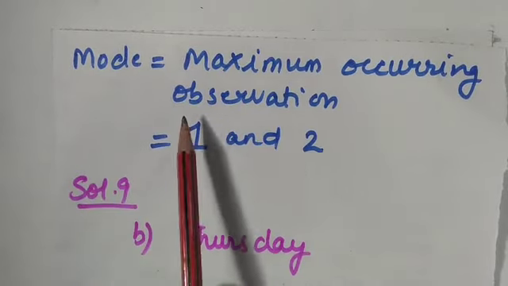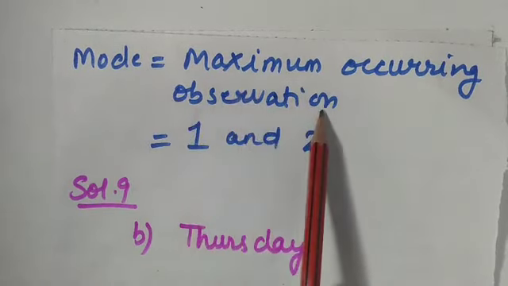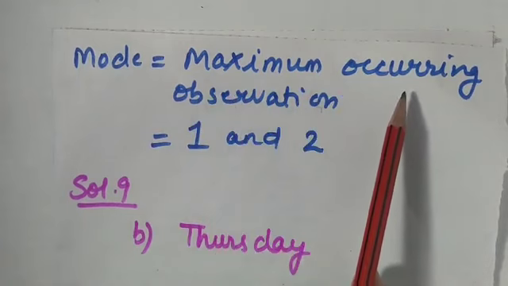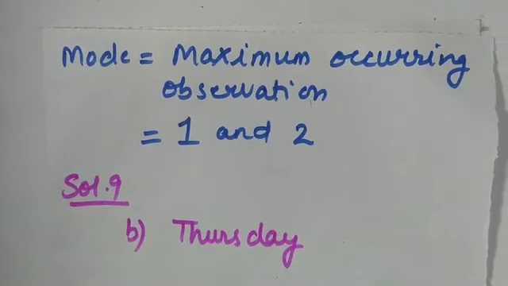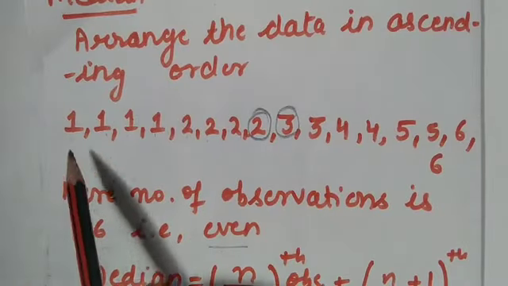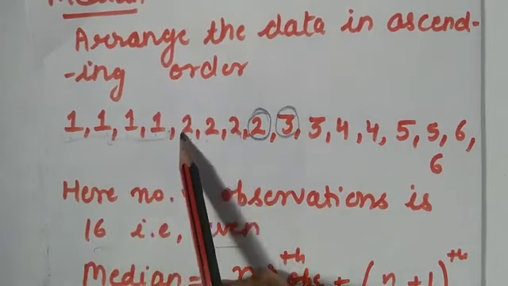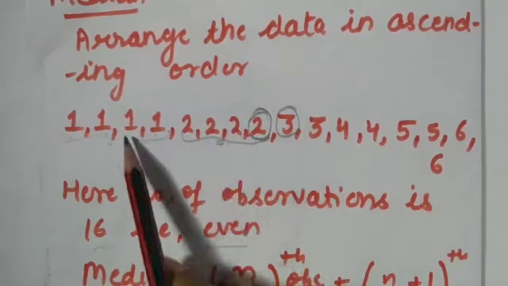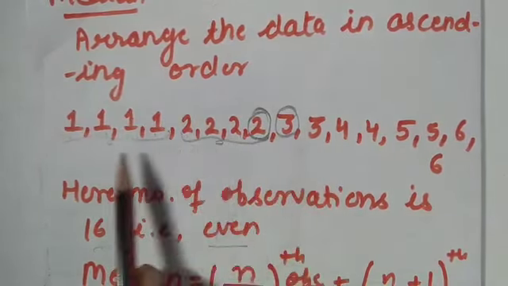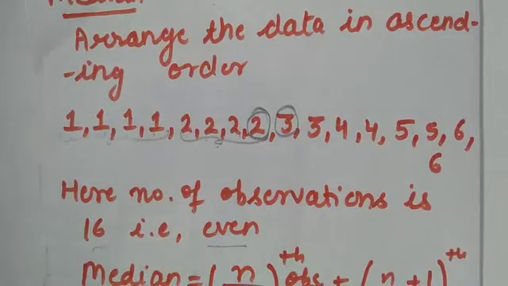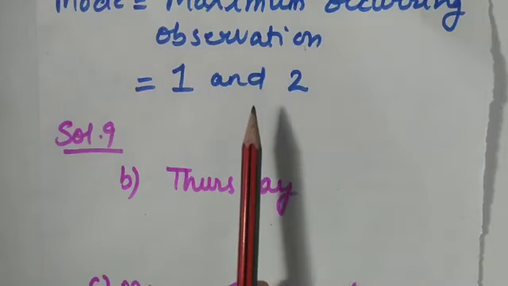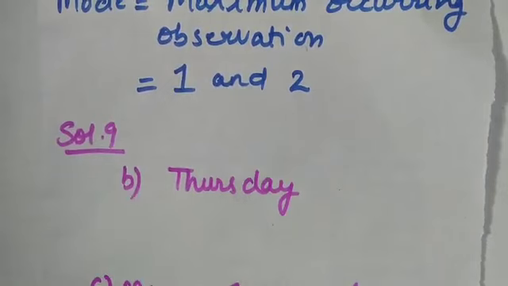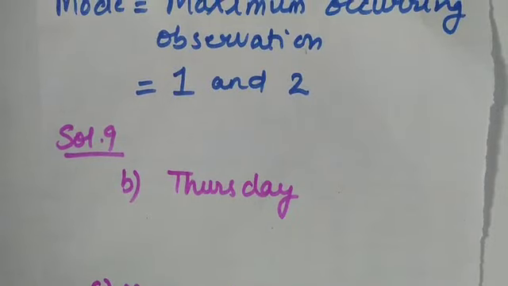Now how will you find the mode? Mode is the maximum occurring observation, or most occurring observation. Here in the data, I am observing that 1 is coming 4 times and 2 is coming 4 times. So there will be two modes in this data. The mode will be 1 and 2 because they are occurring the same number of times. So this is your question number 8.